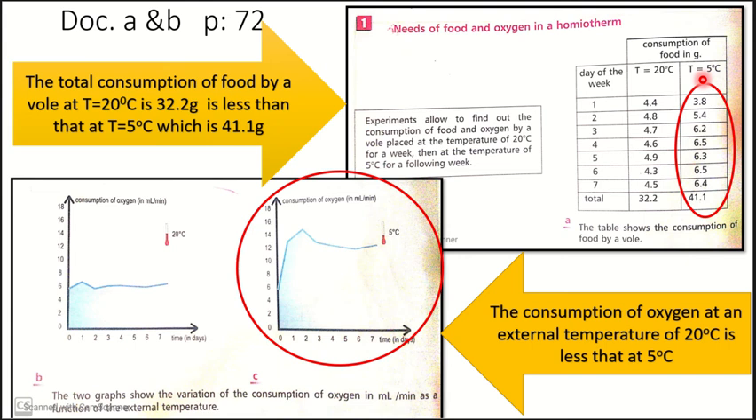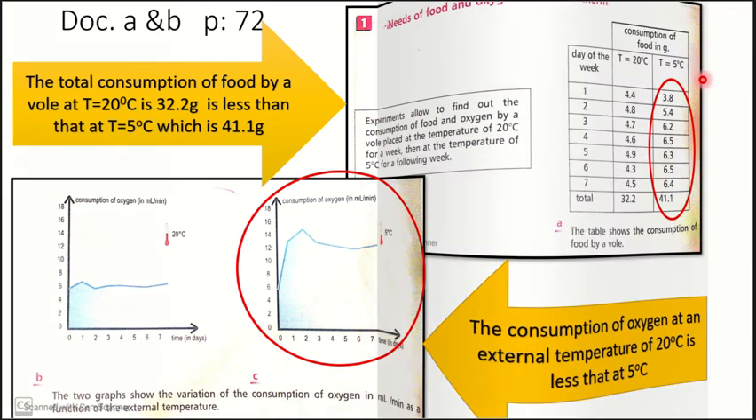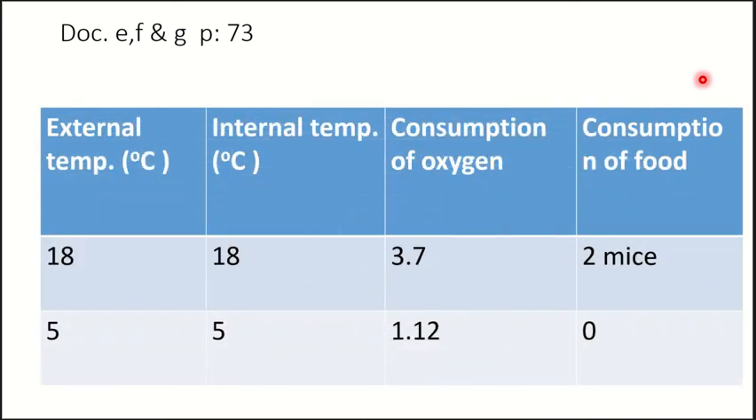Now, let's pass to documents E, F, and G, page 73. Actually, this table summarizes documents E, F, and G. And note that here we are talking about a snake. And the snake is a poikilotherm. It has a variable internal temperature. Its internal temperature varies with the variation of the external temperature.